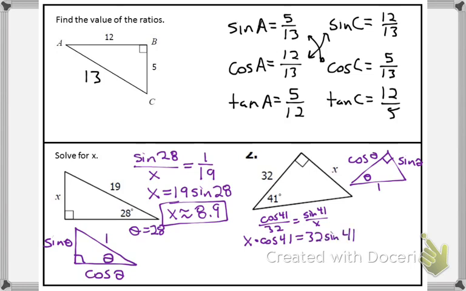But I want to get x by itself. Now cosine 41 is a value. It's a placeholder for another decimal that I have. So I'm going to divide it over to both sides, and I get 32 sine of 41 over cosine 41. Now I could go to the calculator, type that in, and get the decimal value. But we can clean this up a little bit because sine over cosine is tangent, and make it 32 tangent 41. In any case, when I type that into the calculator, I should get about 27.8.